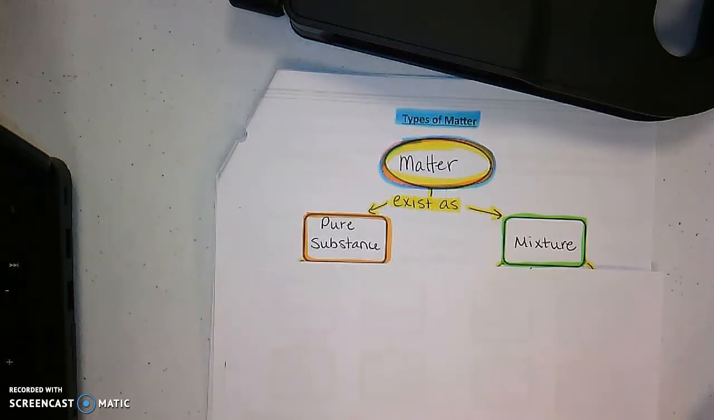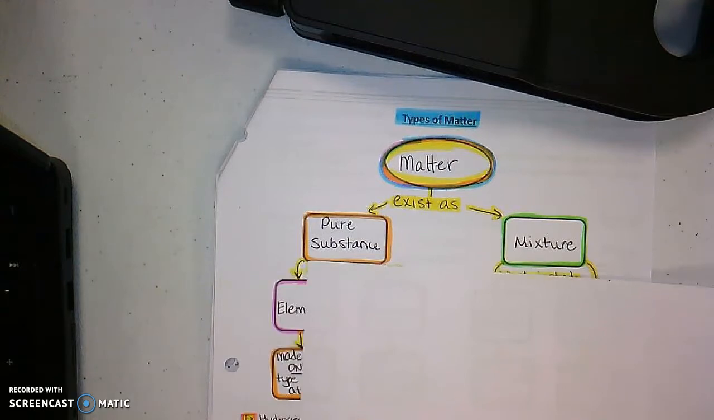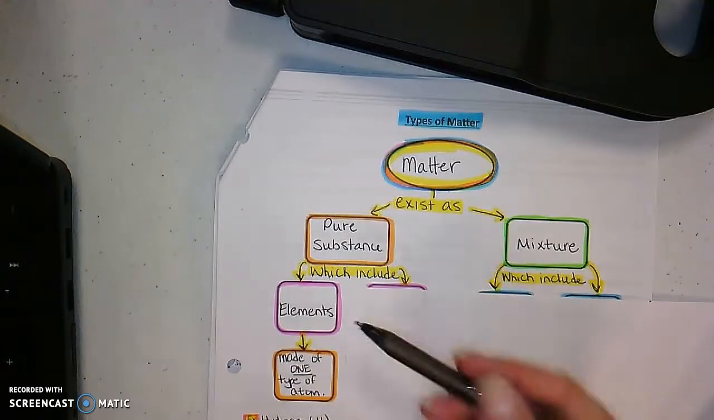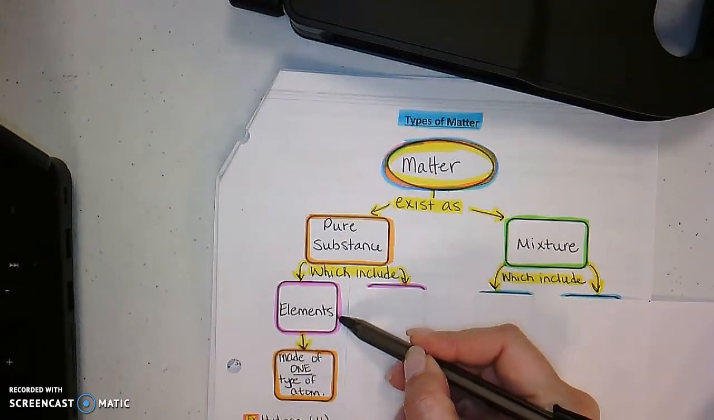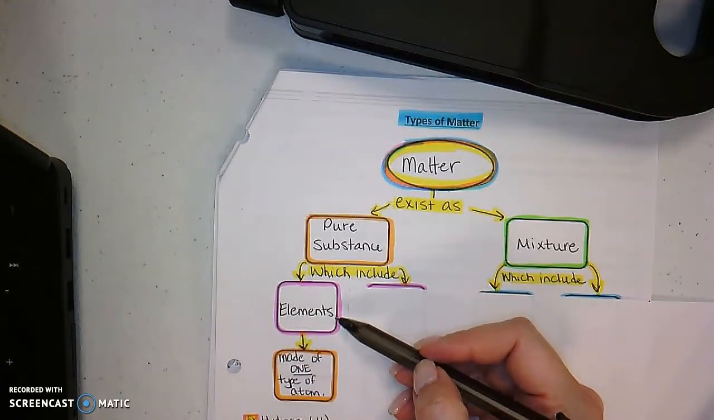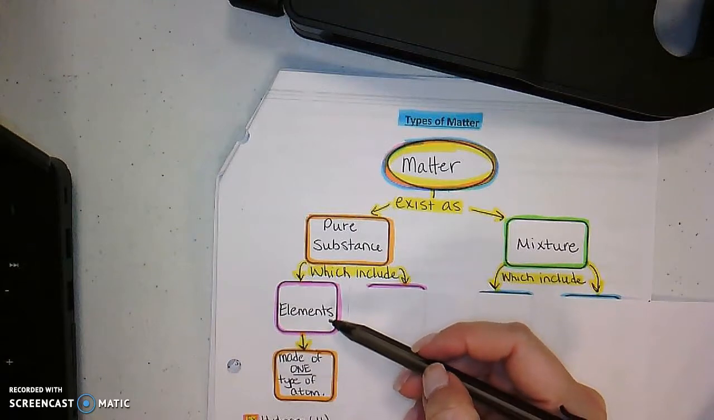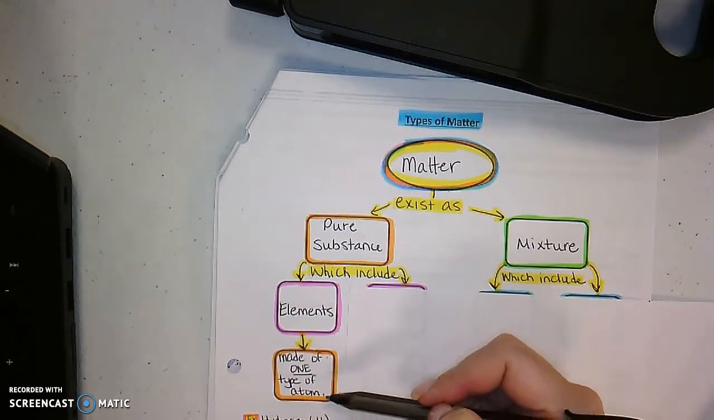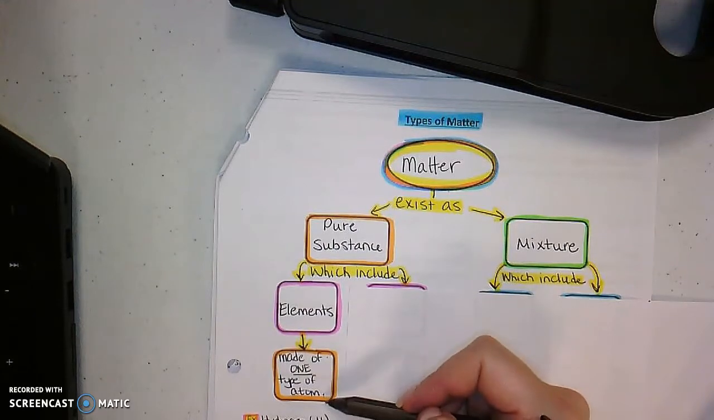So pure substances are going to divide into two categories, and those two categories are going to be elements, and an element is what we've really been talking about. And of course we can find elements on our periodic table. There are 118 of them, and you've been learning a lot about each of them, how they're arranged and their protons, their neutrons, their electrons, their atomic number. And elements are made of one type of atom. Remember that an element is the purest form of that atom.